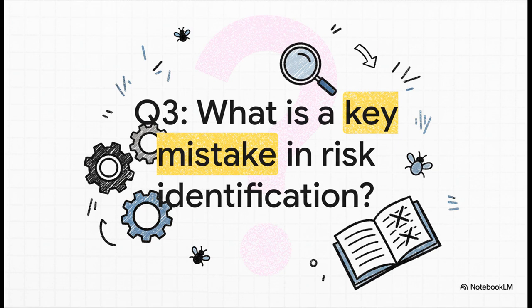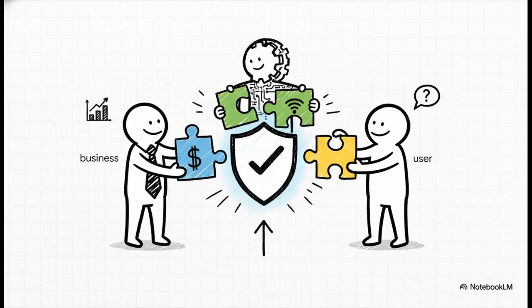And for our final question, according to the syllabus, what is a key mistake in the risk identification process? Is it A, creating way too much documentation, B, using checklists instead of brainstorming, C, failing to involve key stakeholders, or D, setting the budget too high? The critical mistake here is C, failing to involve key stakeholders.